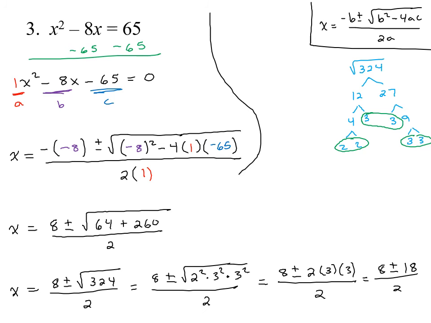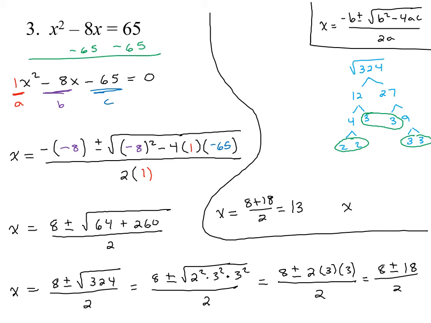I'm going to kind of go right above this. Since it does come out to a whole number, what we would do is we would say that x equals 8 plus 18 over 2, which would be 18 plus 8 divided by 2 is 13. And then we would also do 8 minus 18 over 2. 8 minus 18 is negative 10 divided by 2 is negative 5. So your answers here are 13 and negative 5.